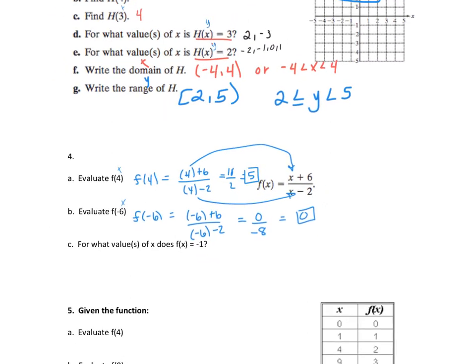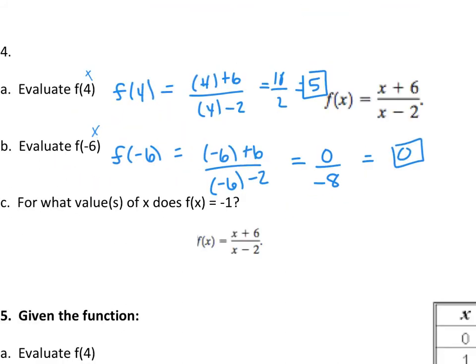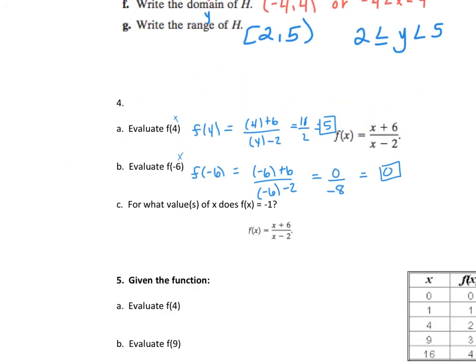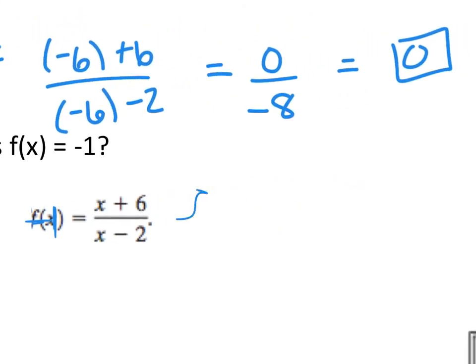Ooh, for what values of x does f of x equal negative 1? So here's what we're going to do. For this example, it says for what values of x does f of x equal negative 1? So what I want you to do is basically rewrite that equation, f of x equals x plus 6 over x minus 2, and you're just going to put a negative 1 right here, like that, f of x doesn't even exist. So what I'm really doing is negative 1 over 1 equals x plus 6 over x minus 2. And here's what we do now.